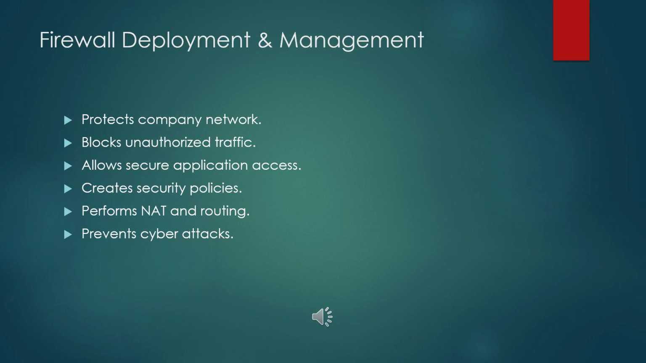Imagine the company network as your home. Would you leave the front door open? Probably not. A firewall acts as the security guard. Every incoming connection is inspected. Only approved traffic enters. Everything else is blocked.